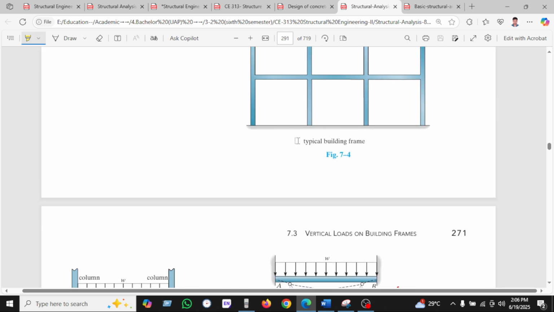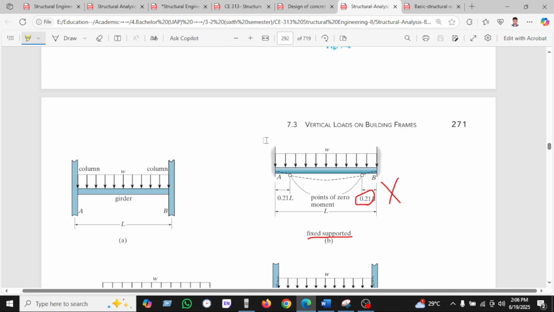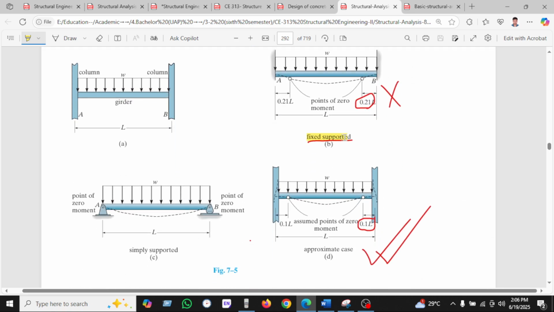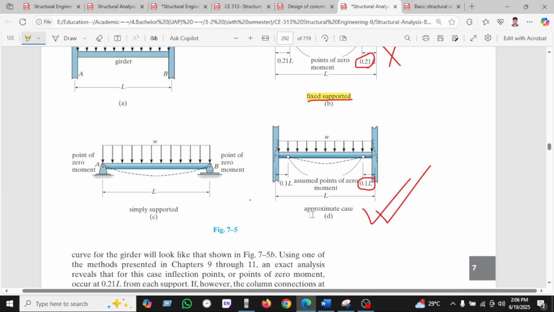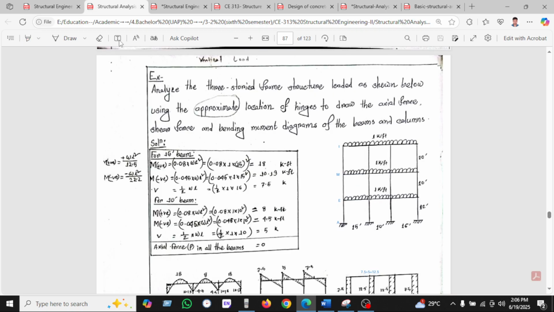If we can see here, clearly shown in the figure, on the fixed support the inflection point is 0.18, but it is not possible for this girder. For the simple support, we have seen here the point of zero moment is here, and in the approximate case we can assume 0.1. These are our cases, as I have shown.